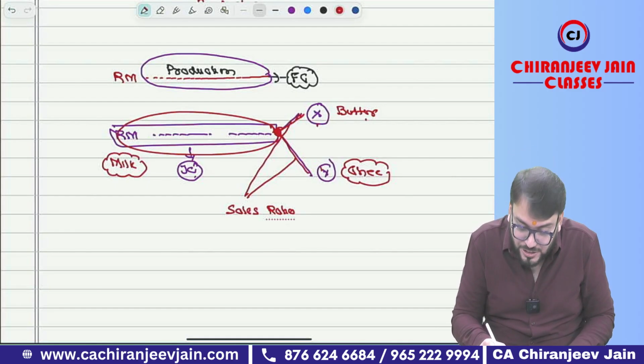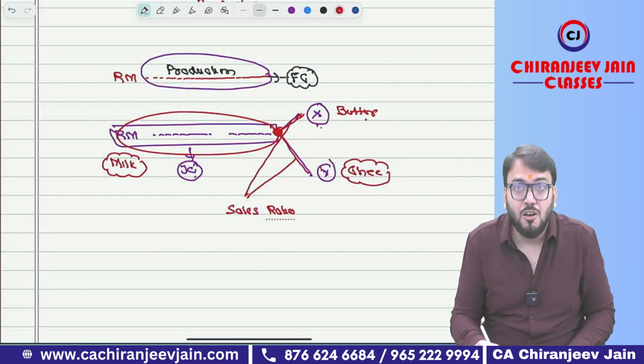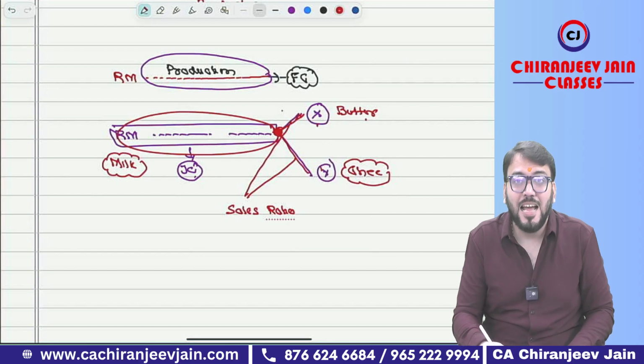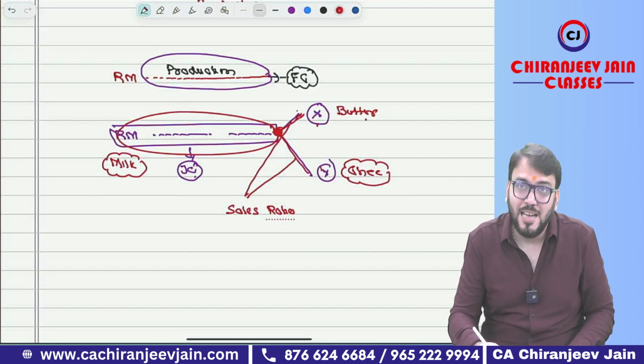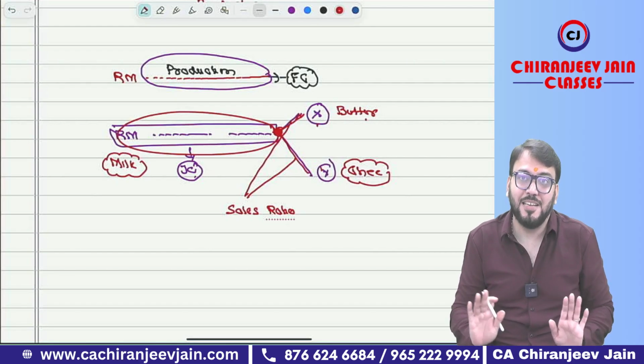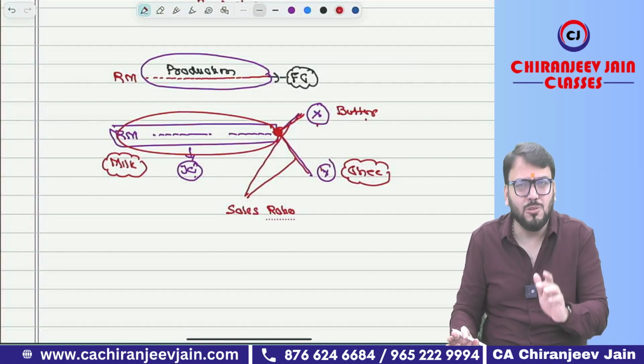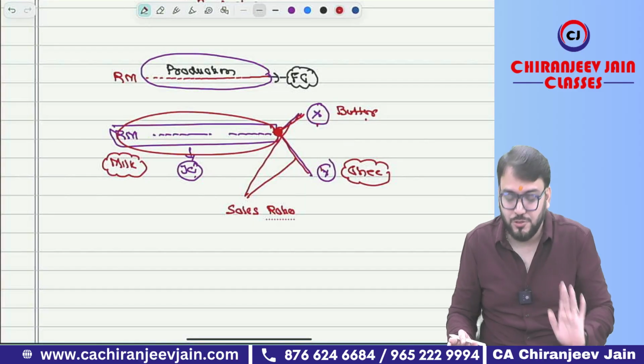Simple. It means we need to estimate the sales value of X and Y at the point of split off, and in that ratio it will be allocated. Don't worry, the sales ratio will be given in the question.